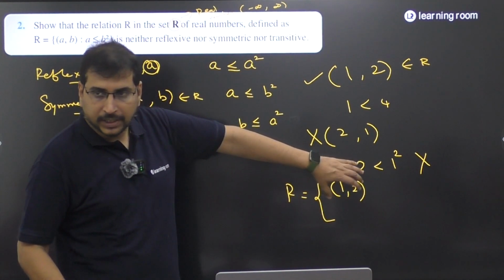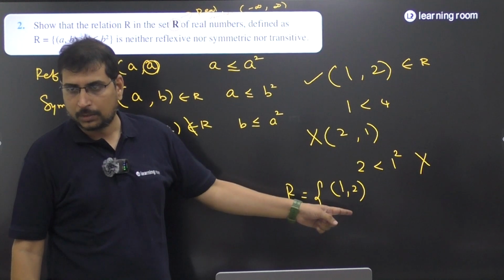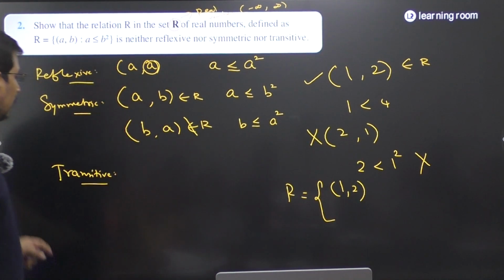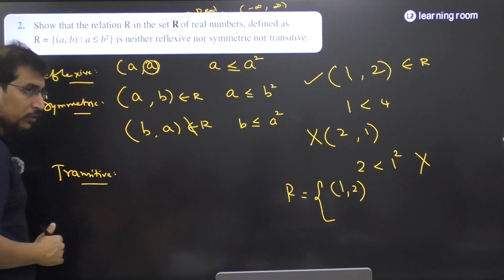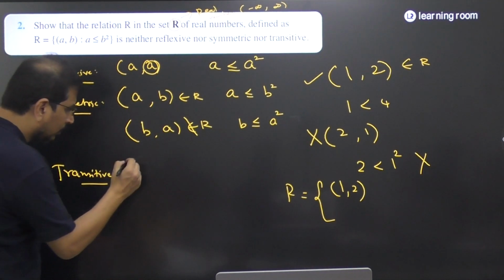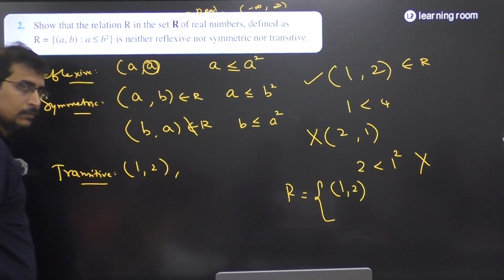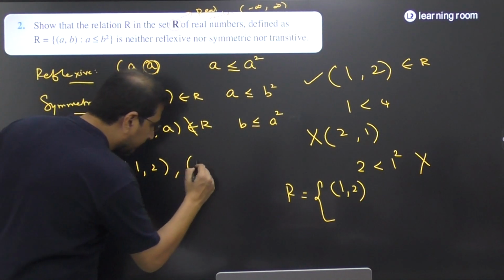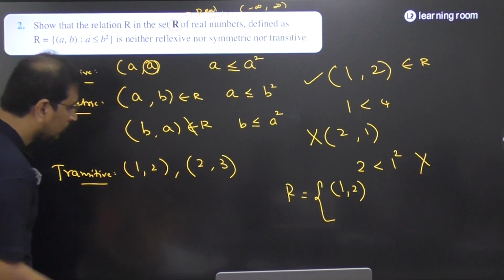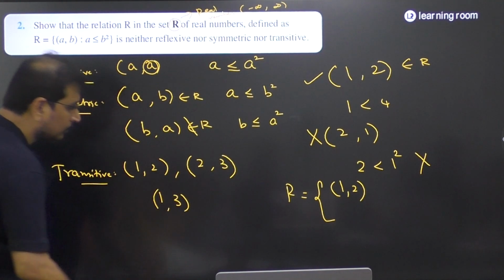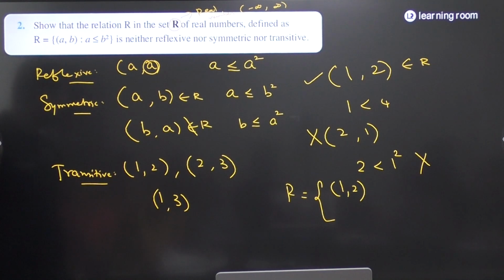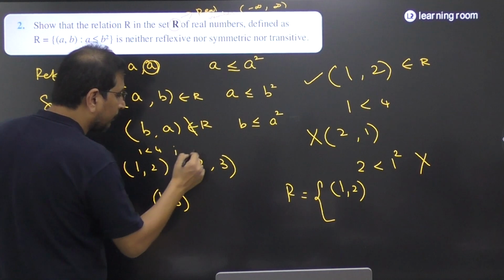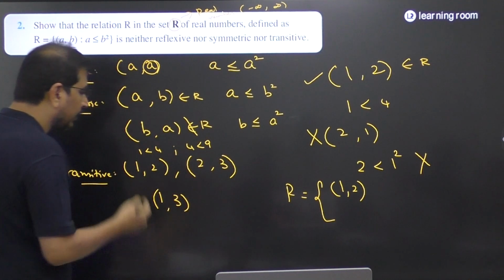I have something, but I don't have a counterpart. What is the counterpart of it? You should have a (2, 1), which I don't have. Right? What about transitive? You can take another example, like (1, 2), then (2, 3). What about (1, 3)? 1 is less than 4. Here, 4 is less than 9, but it is satisfying.